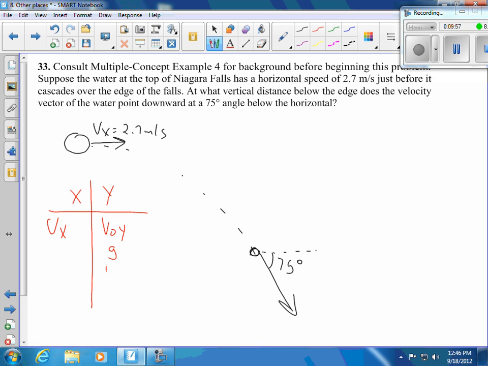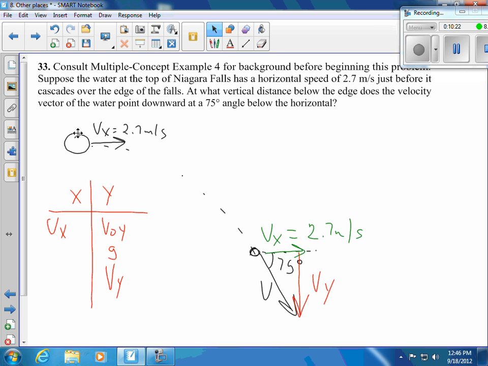So believe it or not, if you can just find the final speed of the water when it is directed 75 degrees below the horizontal, in other words, if you knew Vy at that point, you do not know what the actual speed is at that point, and you don't need it, because you do know what Vx is. Vx is still 2.7 meters per second. So this is just a little trig problem where you know one leg is 2.7 and the angle is 75.